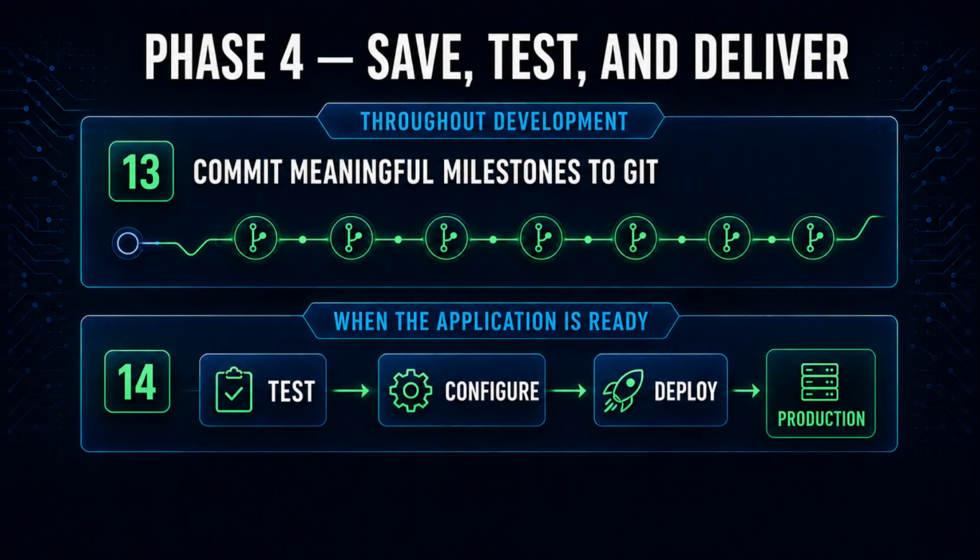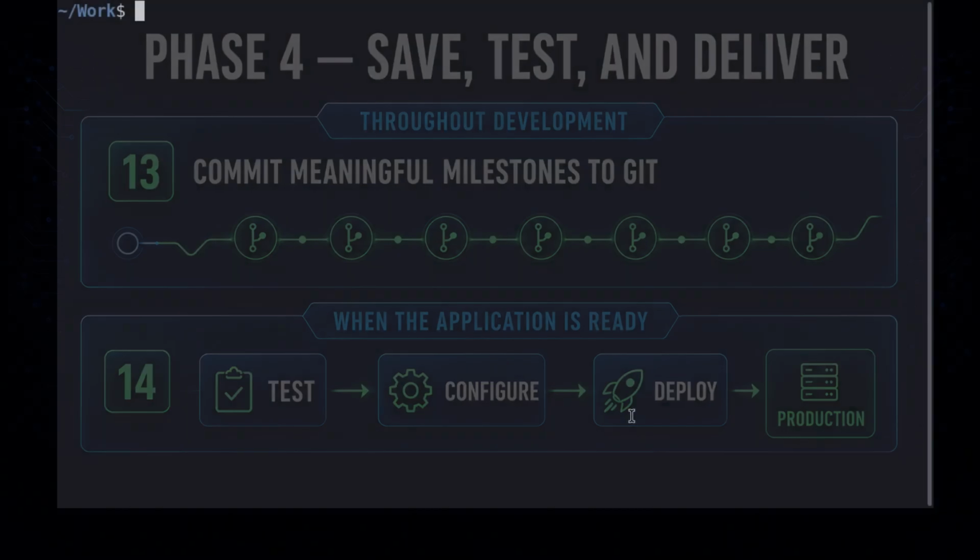Git should be initialized early rather than treated as a final step. As meaningful parts of the application begin working, we commit those milestones so we have a clear and recoverable development history. Eventually, a finished application must be tested more thoroughly, configured for its production environment, and deployed using production-grade services. That is an important part of the larger Django workflow, but it comes after the application itself is working, and will be covered separately. Now we can begin building our Django project.